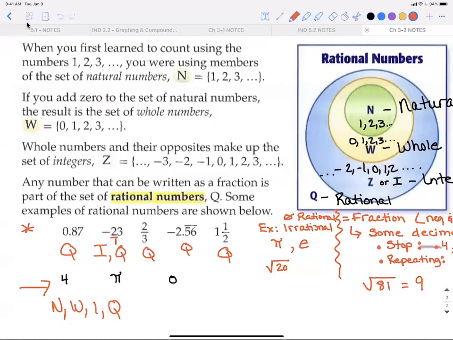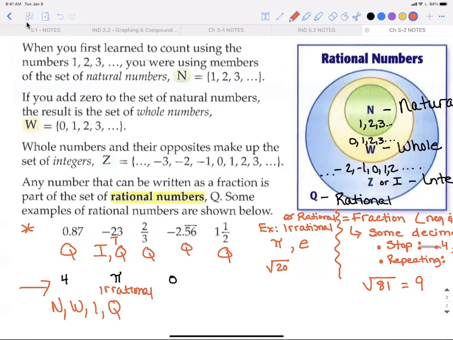Okay. How about pi? Does pi fit in our rational? Yes. Yeah. Pi is irrational. Okay. So pi does not fit at all in our rational number system.